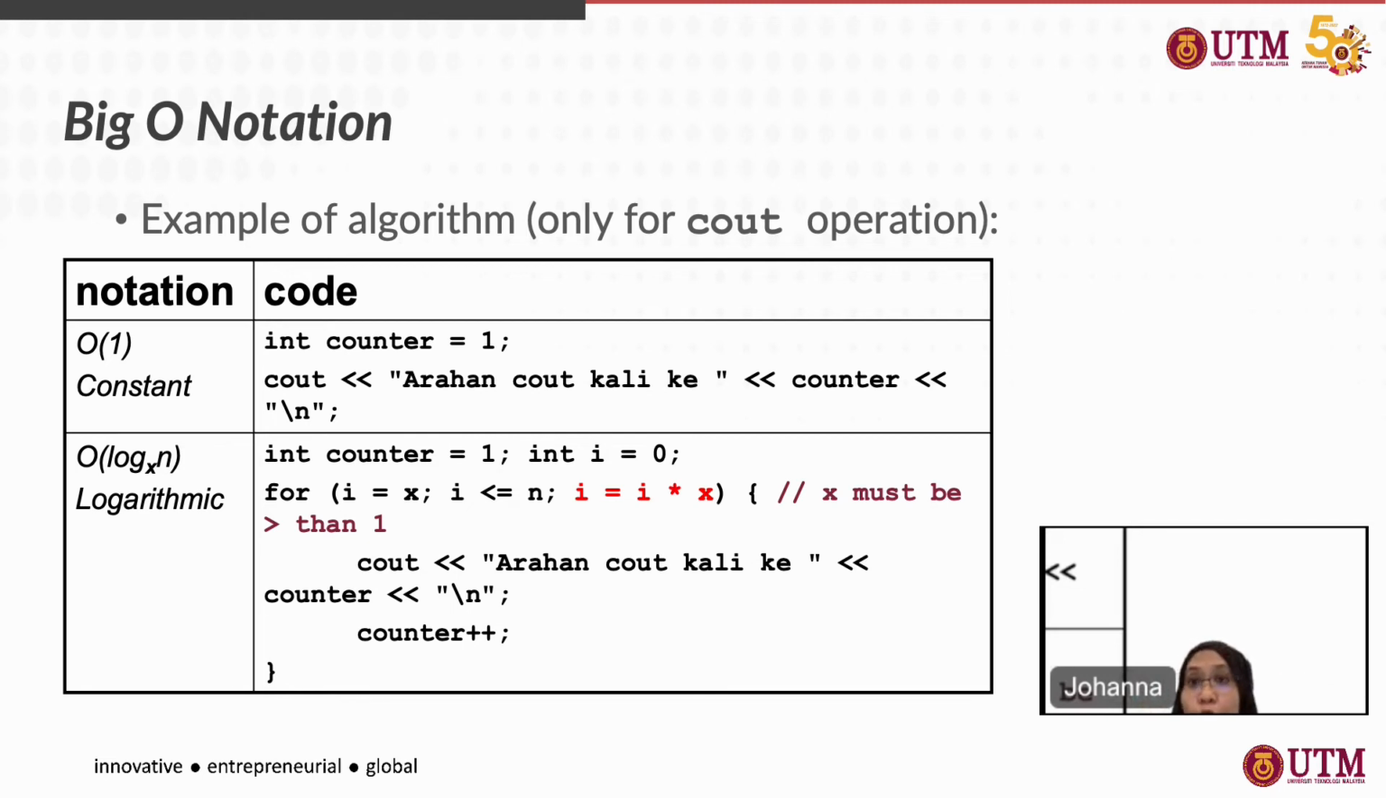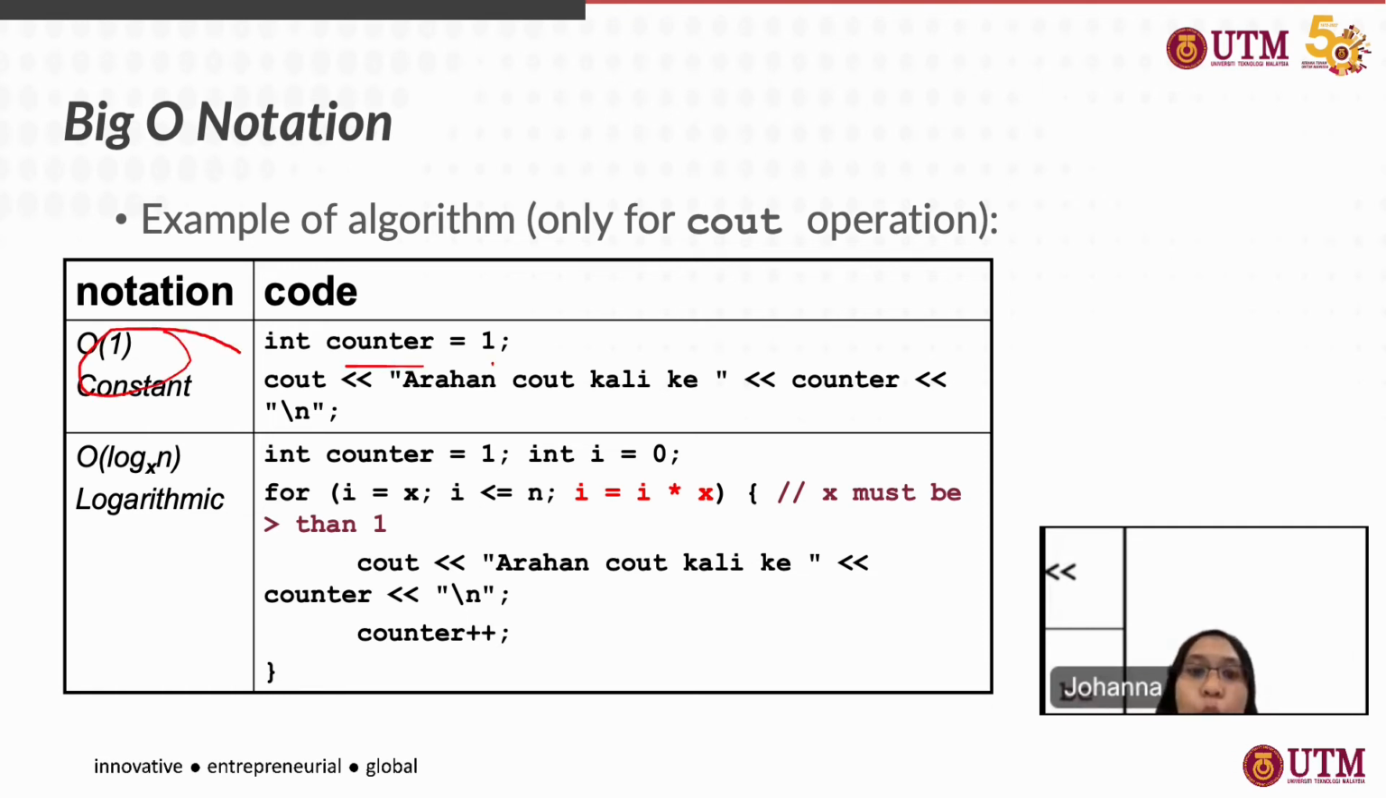We have 1, which is constant. You can see here that for the lines of code where we initialize a value or just print something out, the notation would be O(1) directly.